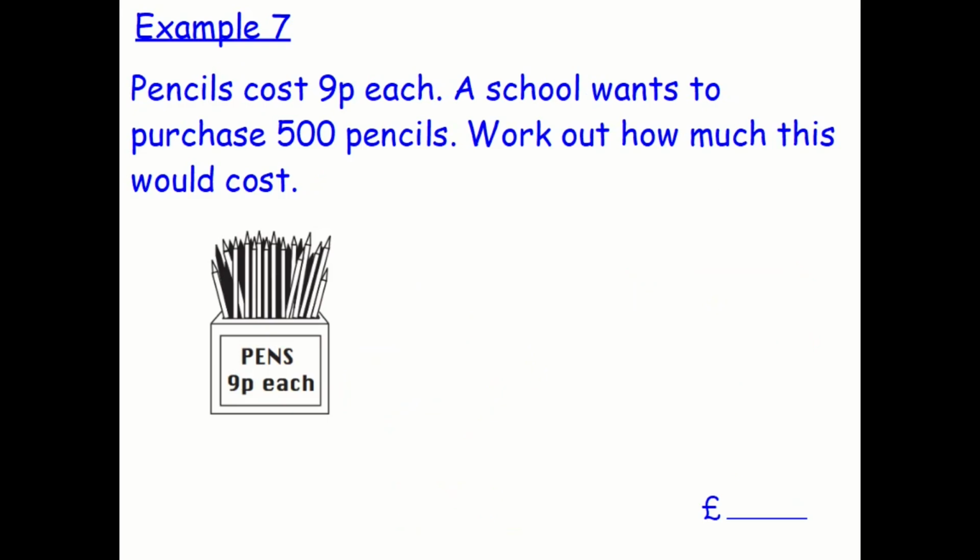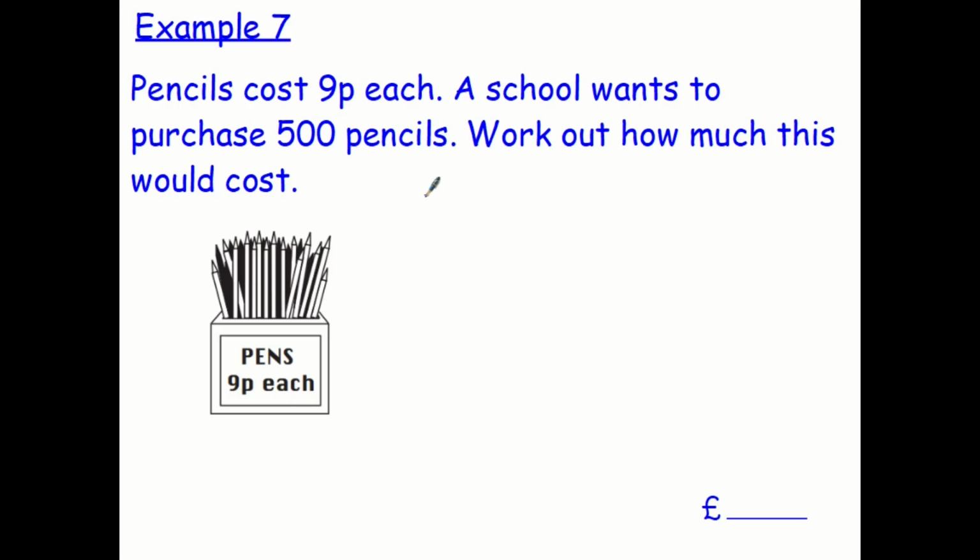Example 7. Pencils cost 9p each. A school wants to purchase 500 pencils. Work out how much this would cost. Okay, so this is a slightly different question. You could, of course, if you wanted to, do diagonal multiplication. But I'm going to show you a slightly easier way here.